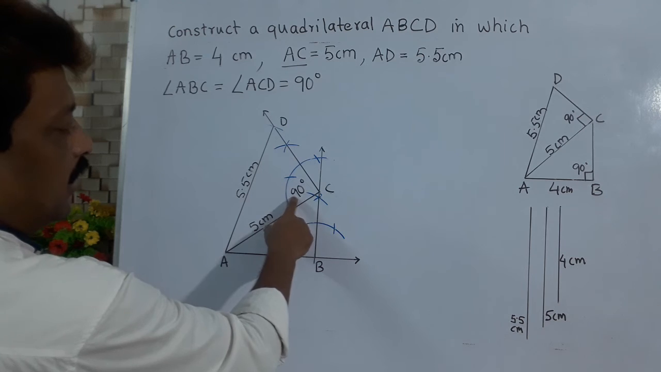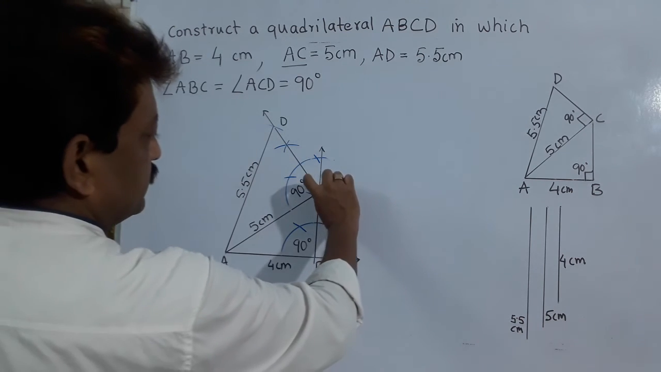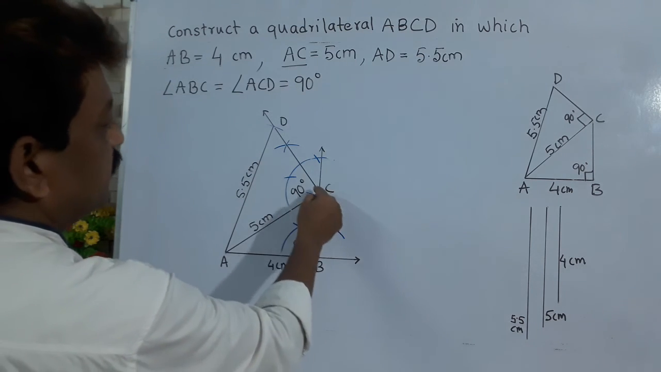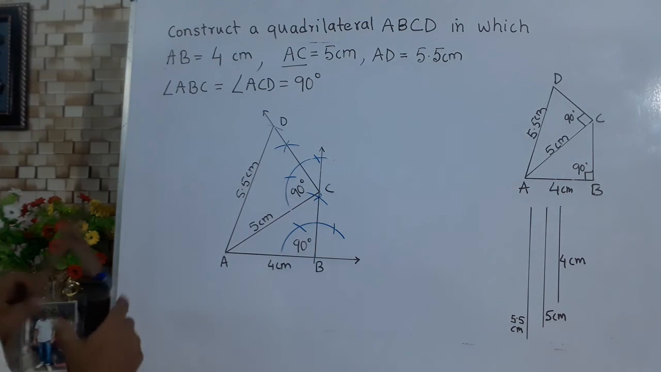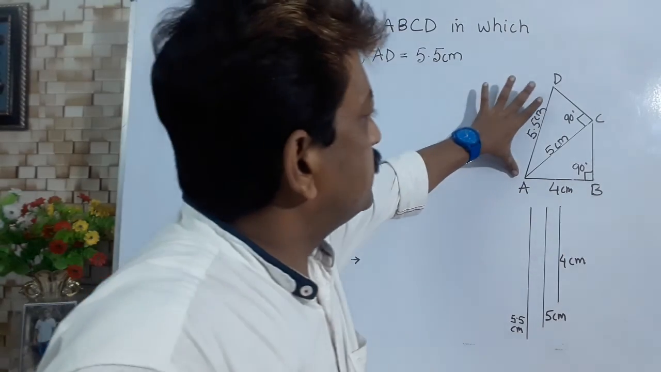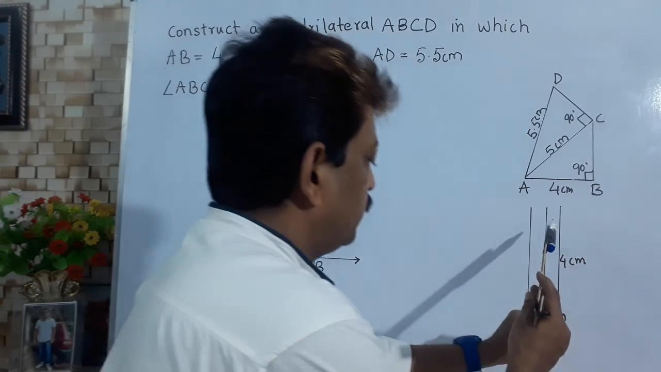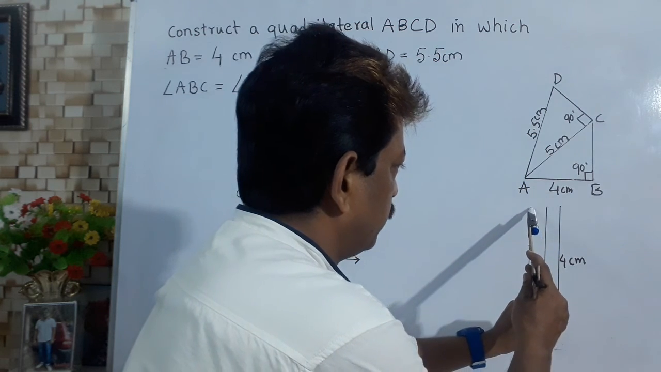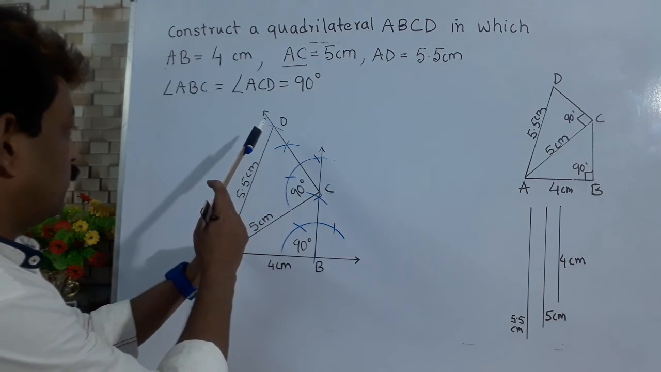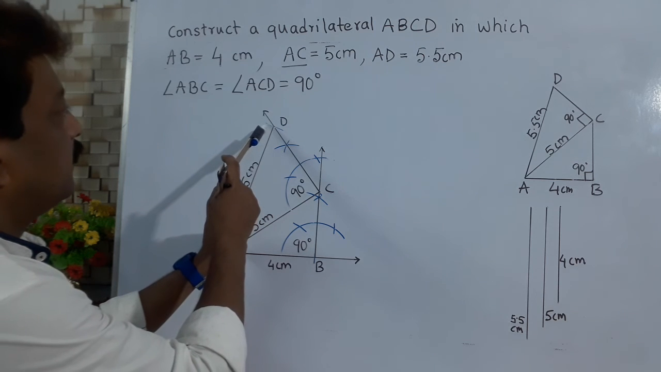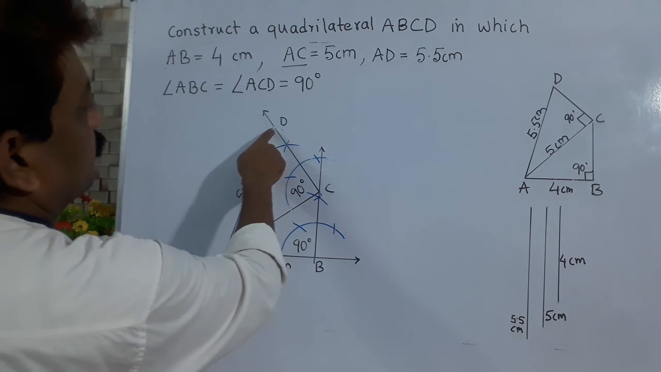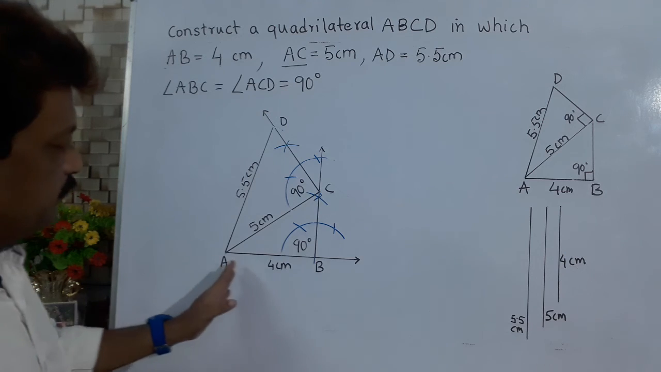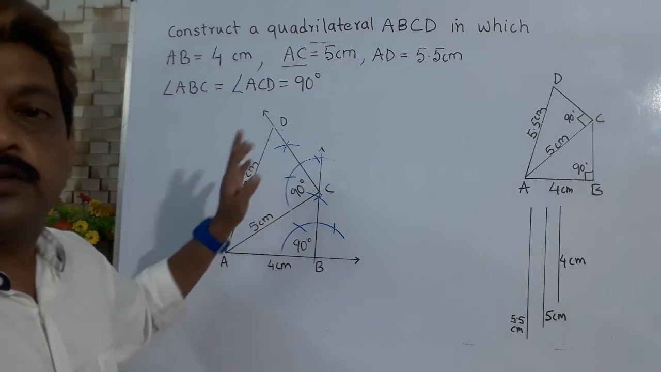Now again at C, I have to construct a 90 degree. Placing the compass at C, a 90 degree line is drawn. On this line, the point D is located. To locate point D, since AD is 5.5 centimeter given, I have taken the measurement AD from here and then placing the compass at A, an arc is drawn to intersect this 90 degree line here at point D. Now AD is joined, therefore ABCD is the required quadrilateral.